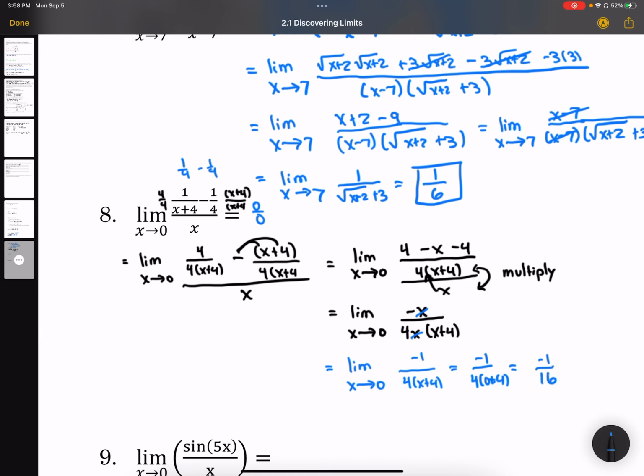Okay, students, that is going to conclude our video on finding limits algebraically and using some algebraic techniques to simplify problems that give us the indeterminate form. I'll see you all in class.